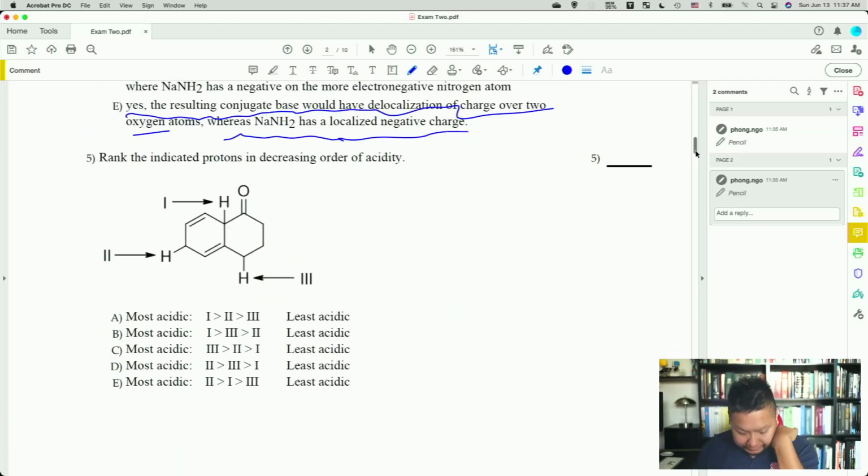Alright, rank the indicated protons in decreasing order of acidity. So you can do 2 things here to figure out what the answer to this is. Either have memorized the approximate ranges of the pKa's on that chart, or just use ARIO. Okay? The one here that has the most resonance stabilization for a lone pair is going to be the proton that's denoted by arrow 1, right?